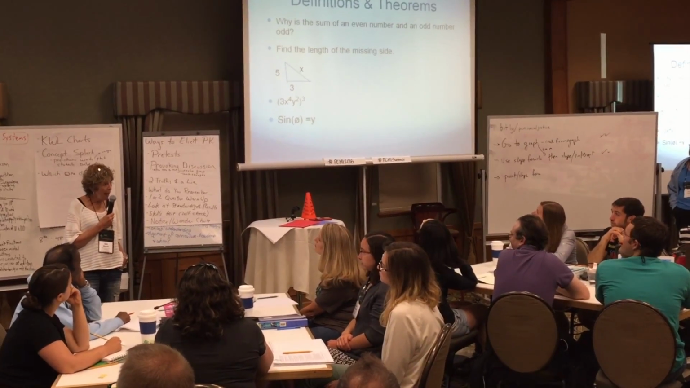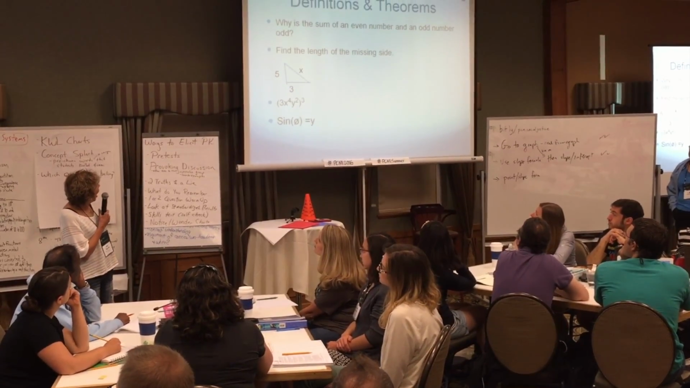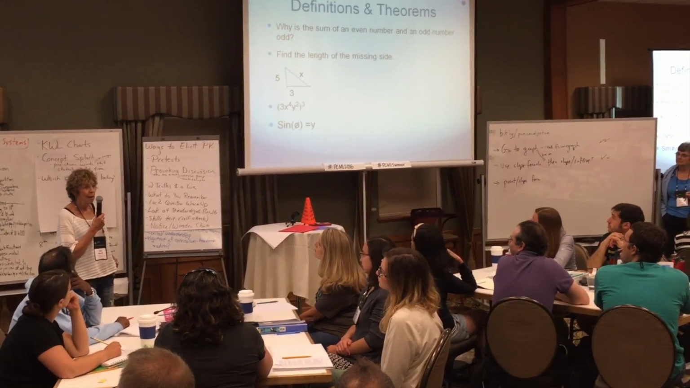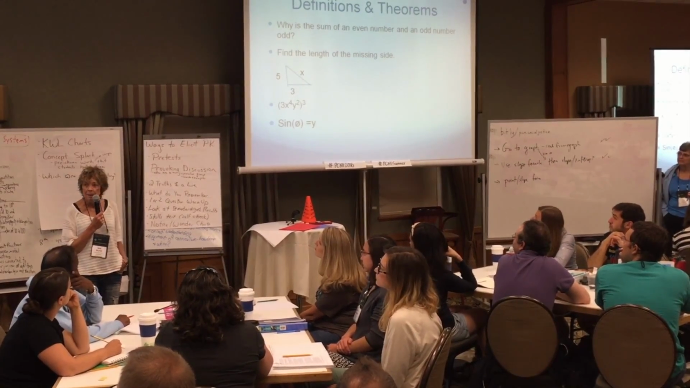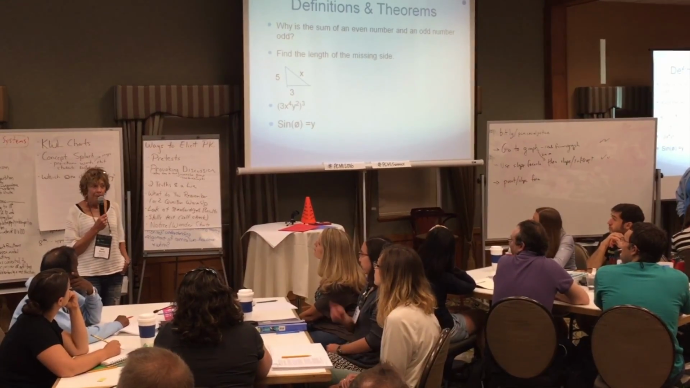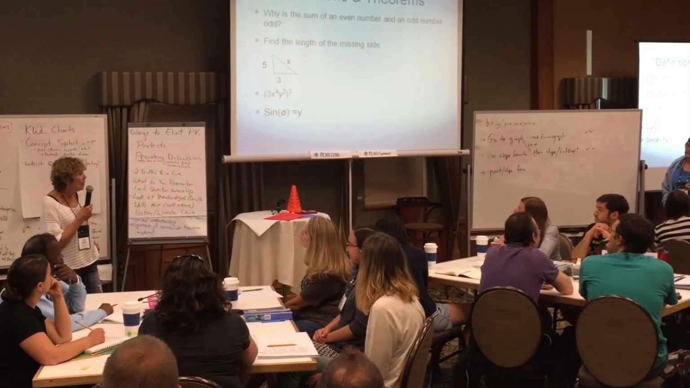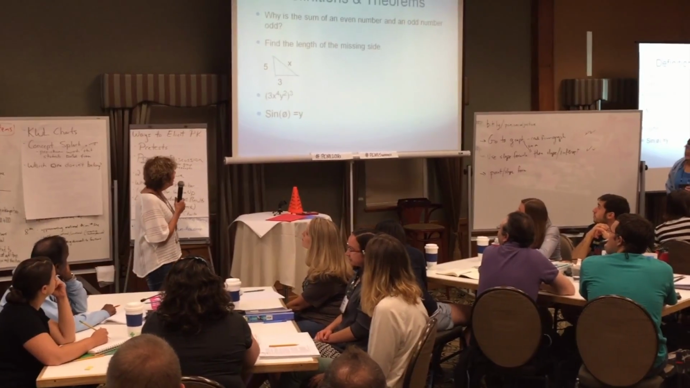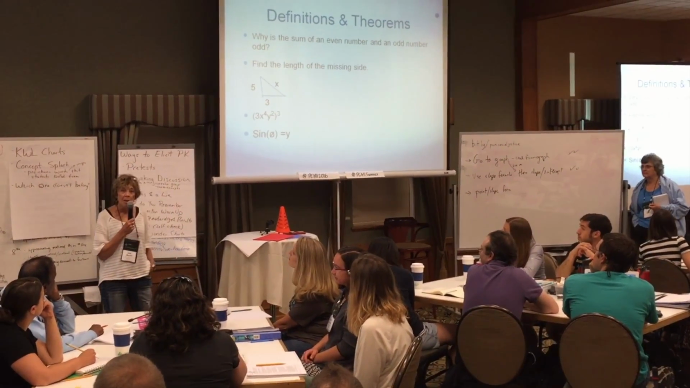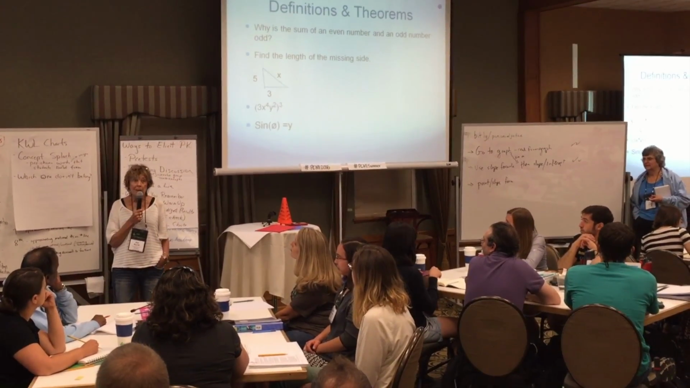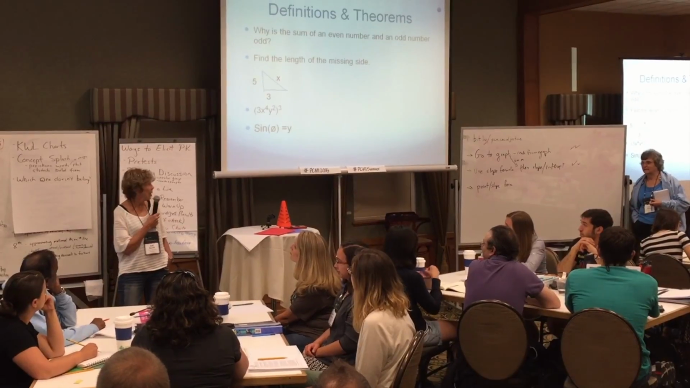So, why is the sum of an even number and an odd number odd? What do you use to go back to figure that out? Find the length of the missing side. What's missing from that? Nicole, what's missing? The right angle designation. In the problems that you do in your books, do you ever give them some that aren't automatically right angles and make them decide when it works and when it doesn't work?